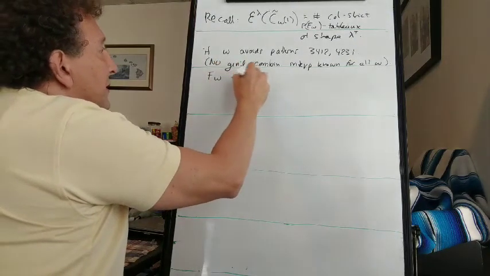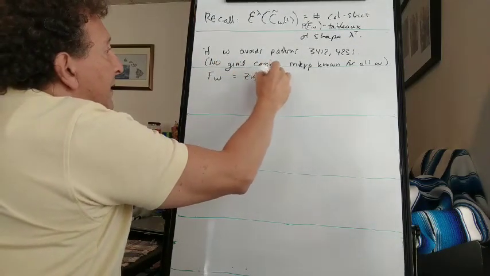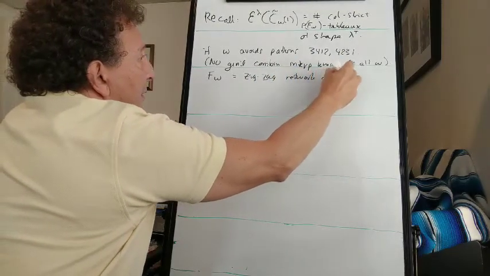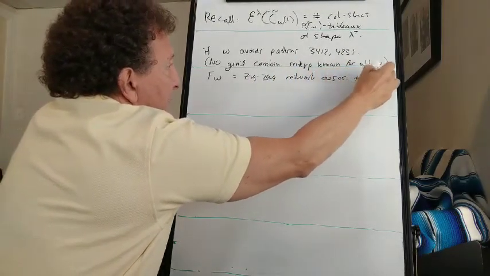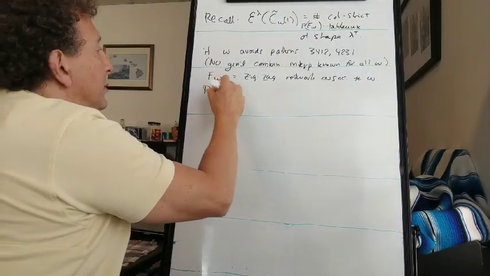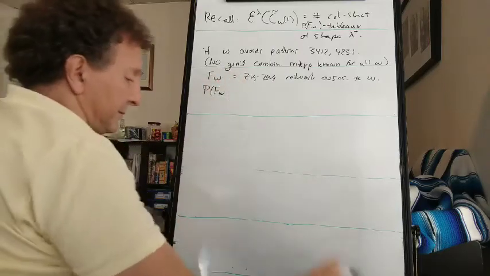And FW is the zigzag network associated to W. P of FW is its path poset.